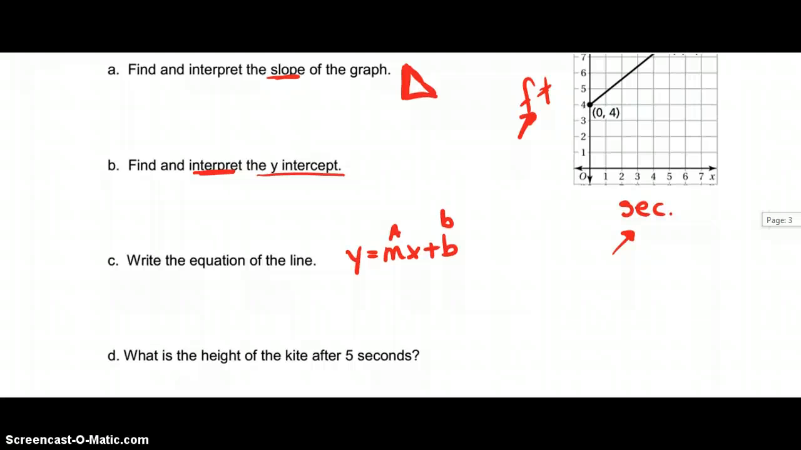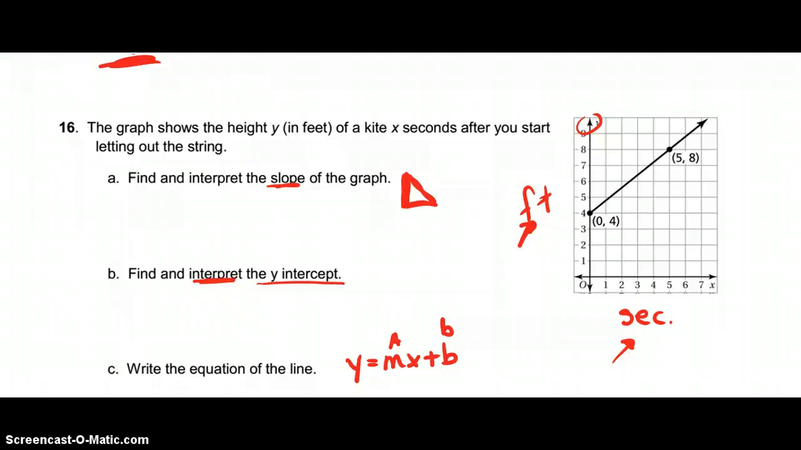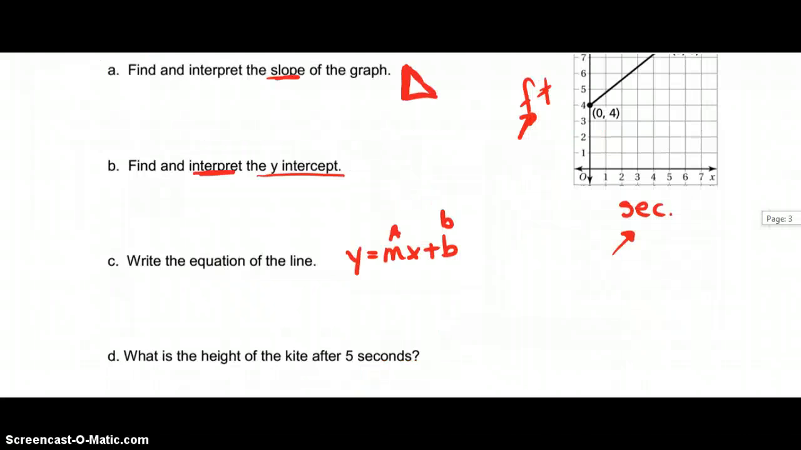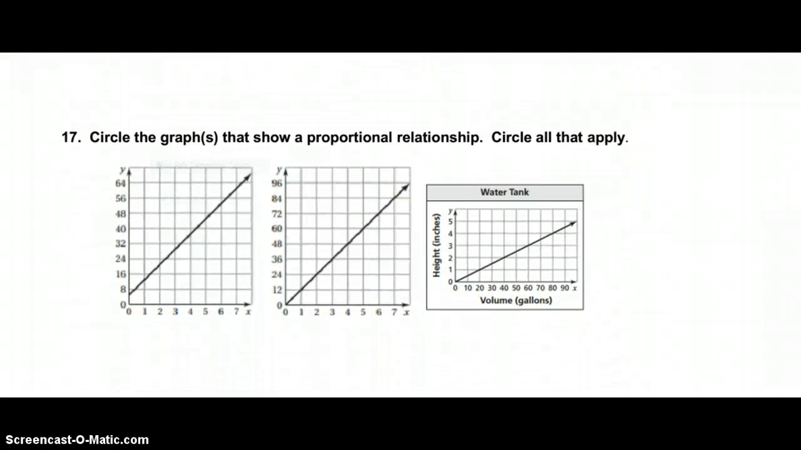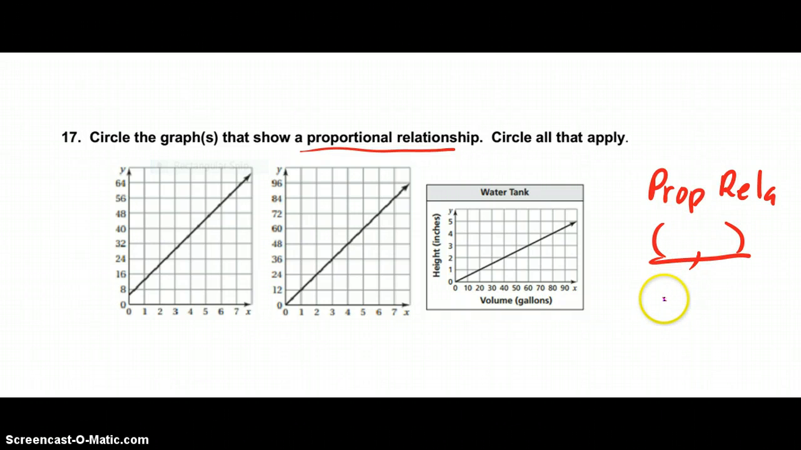Oh, there's another one. What is the height of the kite after 5 seconds? Well, go back to your graph. At 5 seconds, what is the height? Circle the graphs that show a proportional relationship. Circle all that apply. All we have to remember is a proportional relationship has to start at a certain coordinate pair. Where does a proportional relationship have to start? It's even got a special name that begins with O. Every coordinate grid has this spot, and it's got a special name.